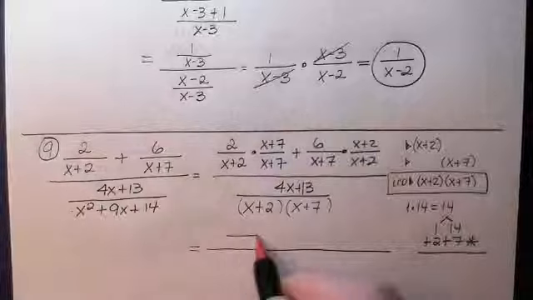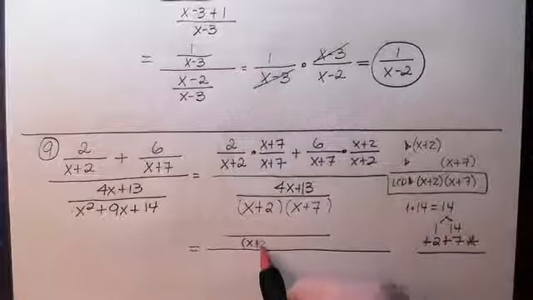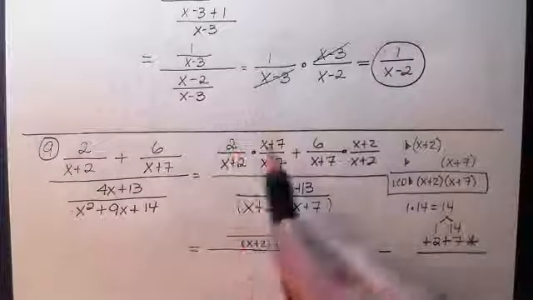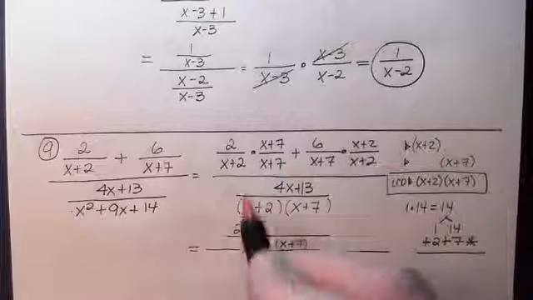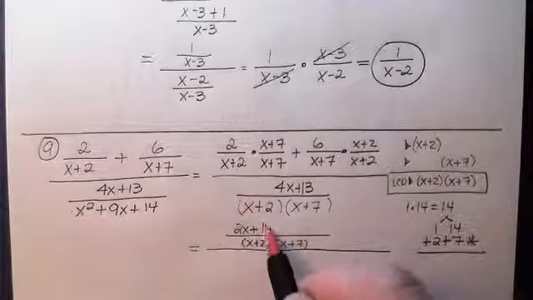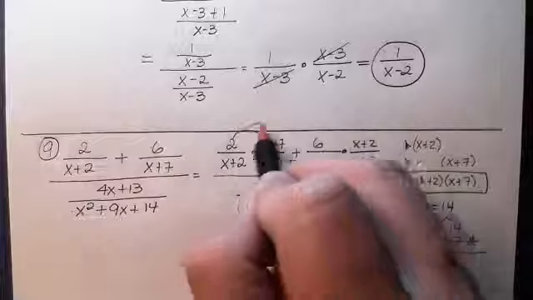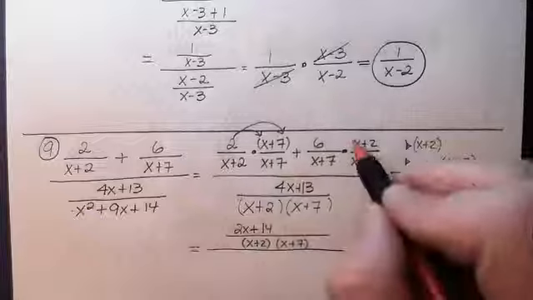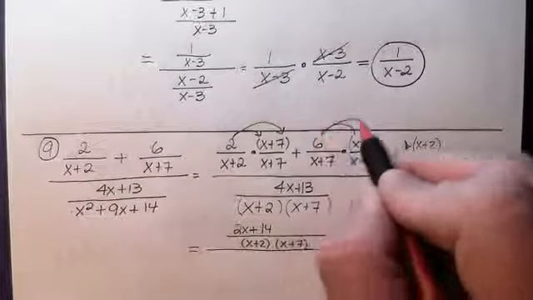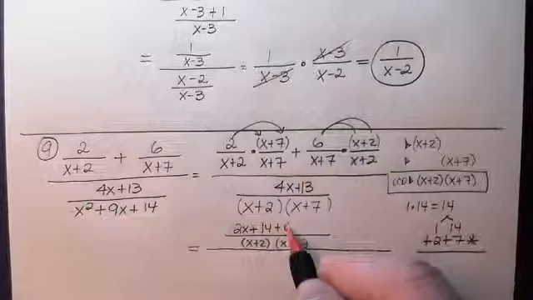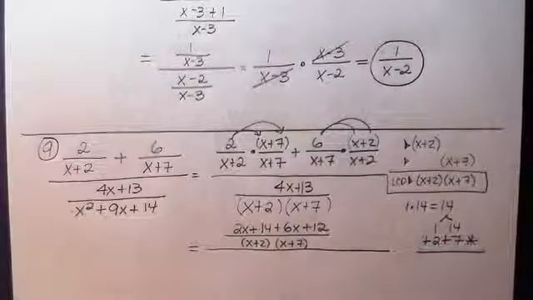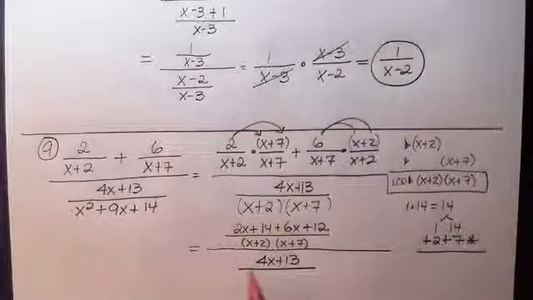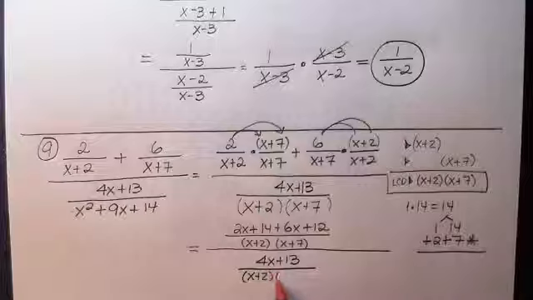We found a common denominator, which is x plus 2, x plus 7. And here I would multiply 2 times x is 2x, 2 times 7 is 14. So basically I'm using the distributive property. If you want, you can put a parenthesis there to remind you that this is going to be the distributive property. Same thing here. So this would be plus 6x plus 12. On the bottom, we're just waiting for the division to start, so we're just going to keep those going there.